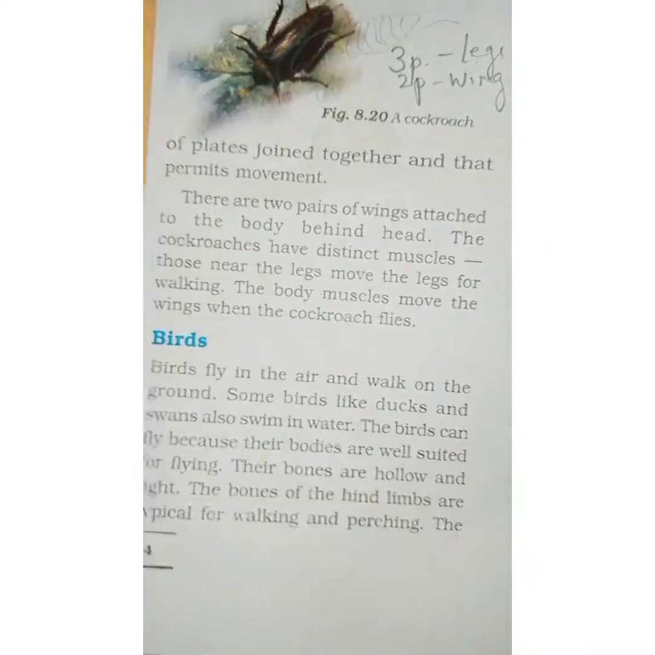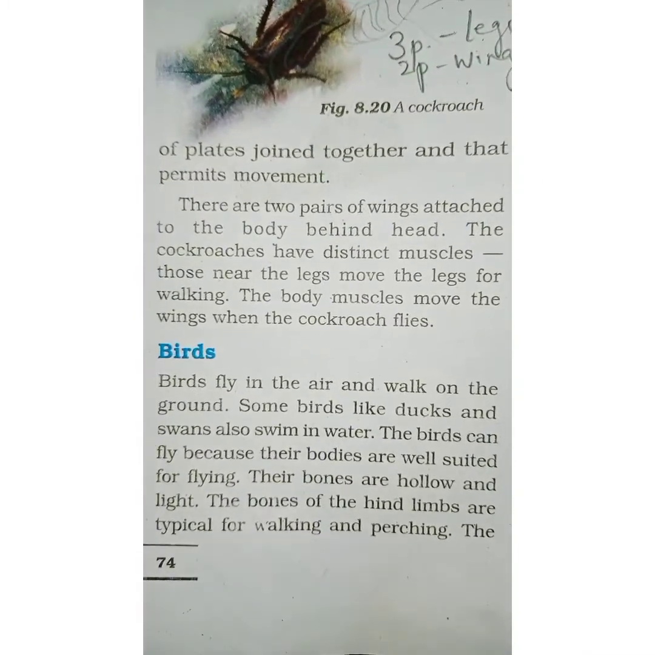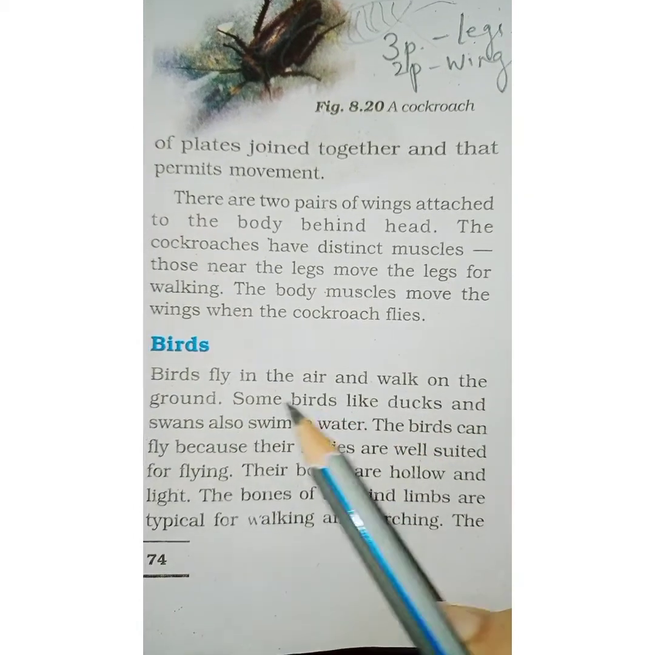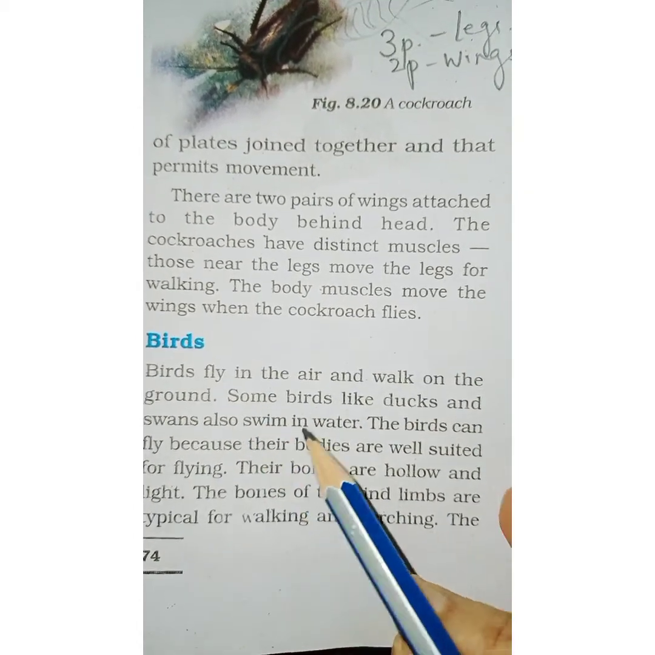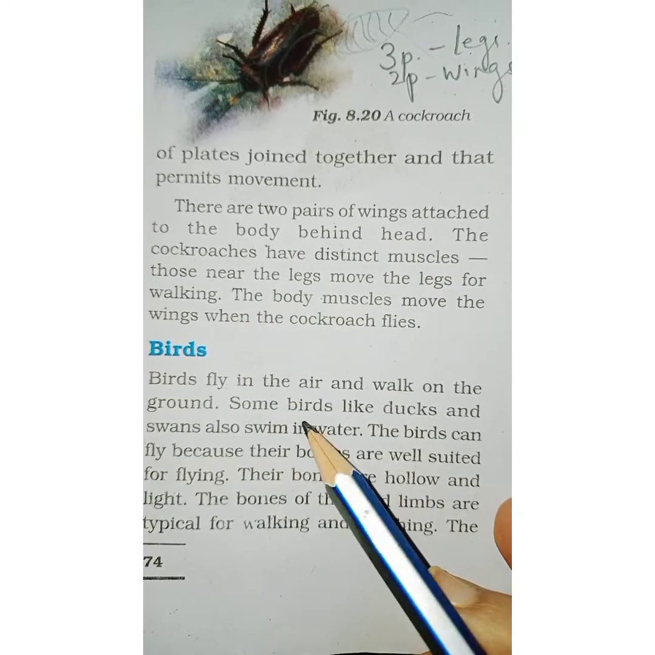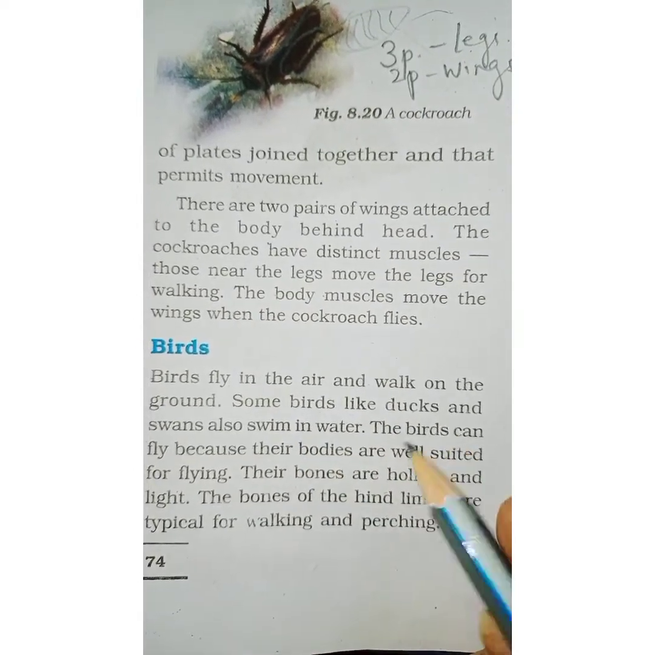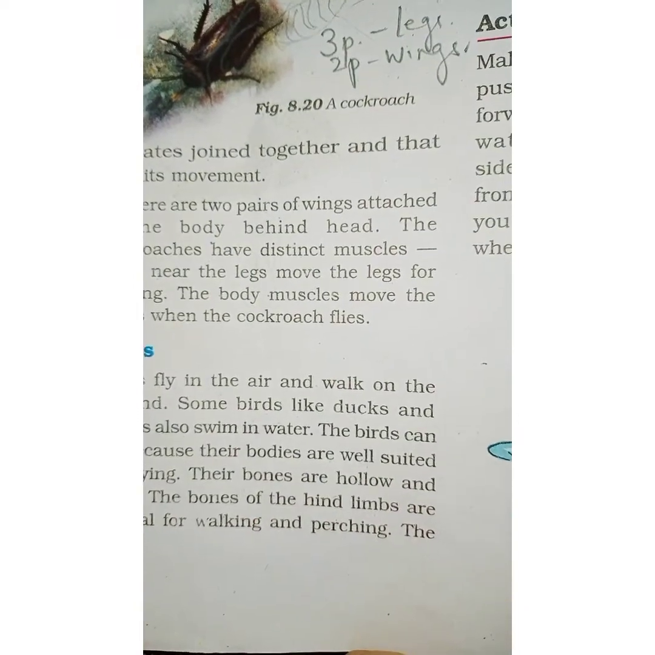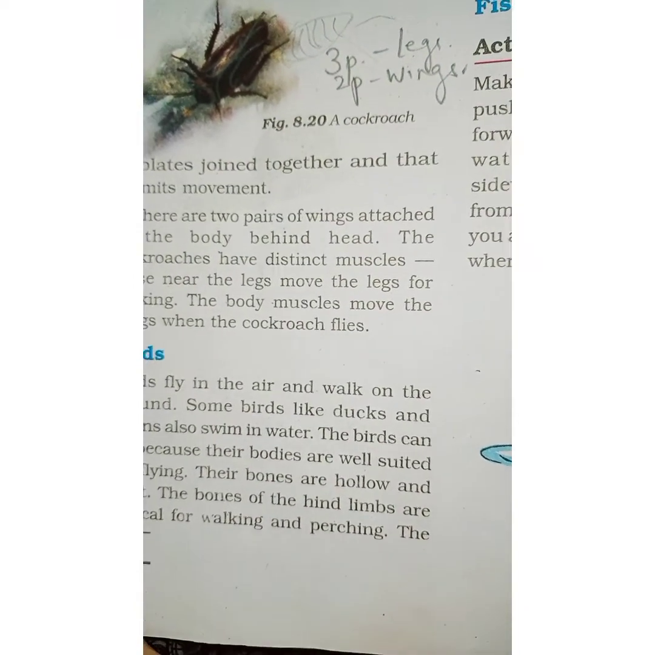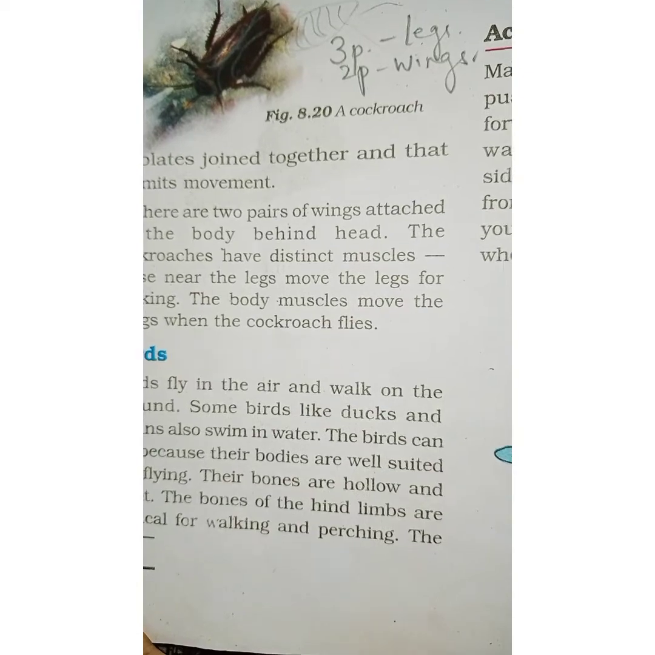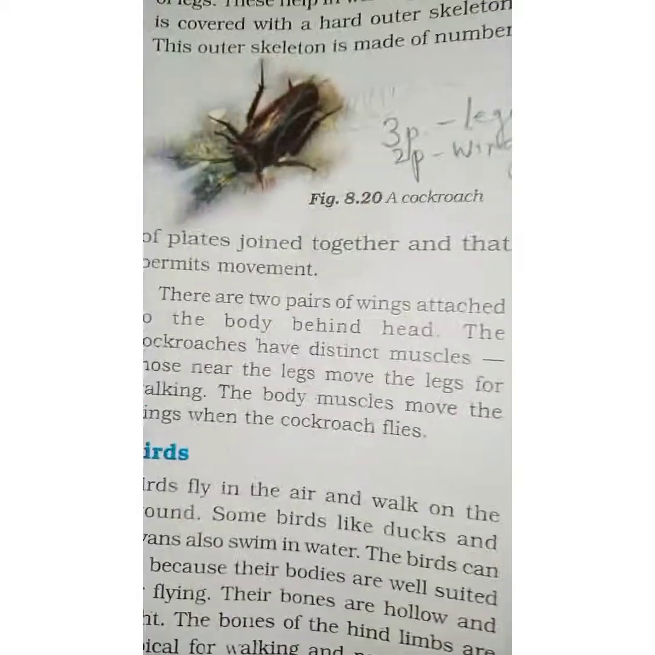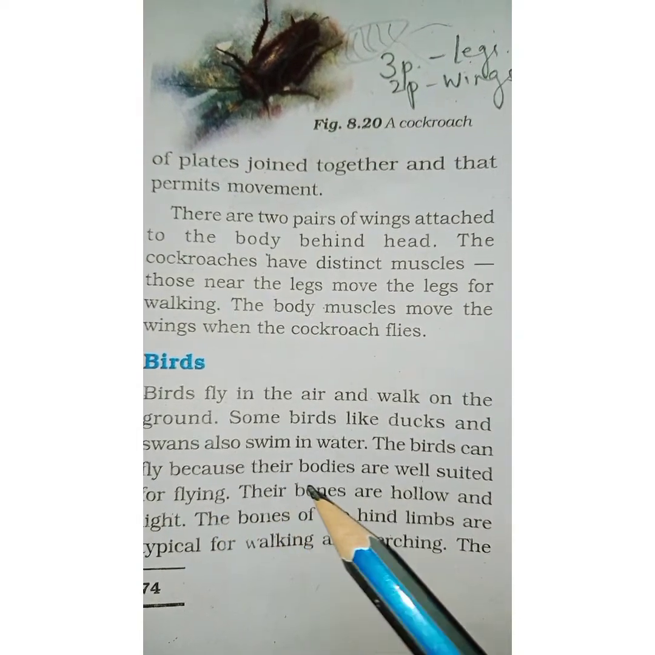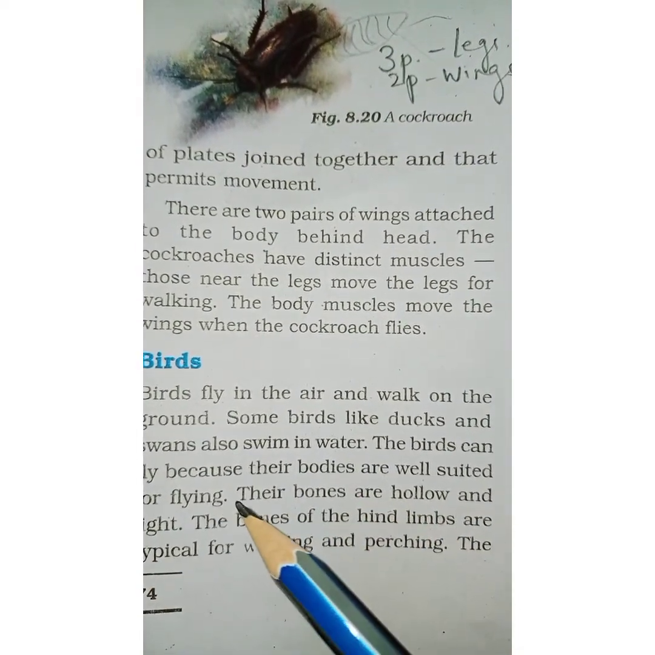So let us look into the next one, that is the bird. Birds fly in the air and walk on the ground. As we all know, birds fly in the air and they walk on the ground. Some birds like duck and swans only swim in the water. As we all know, there are birds which can only swim in the water, but they cannot fly. So the birds can fly because their bodies are well suited for flying.